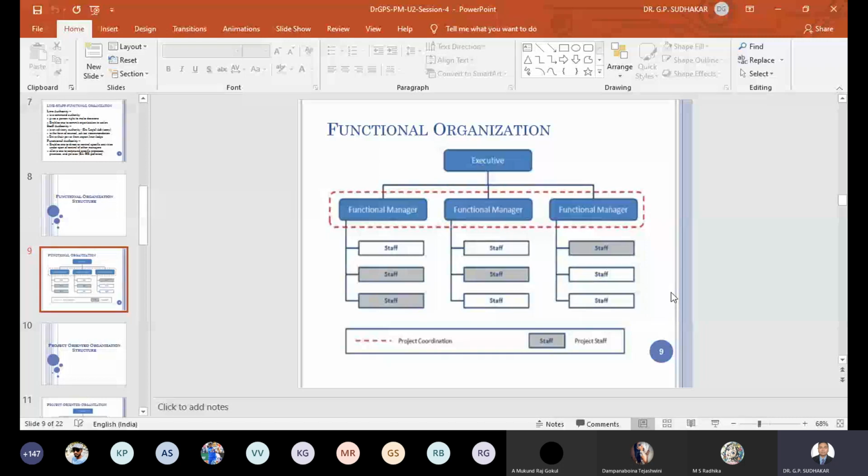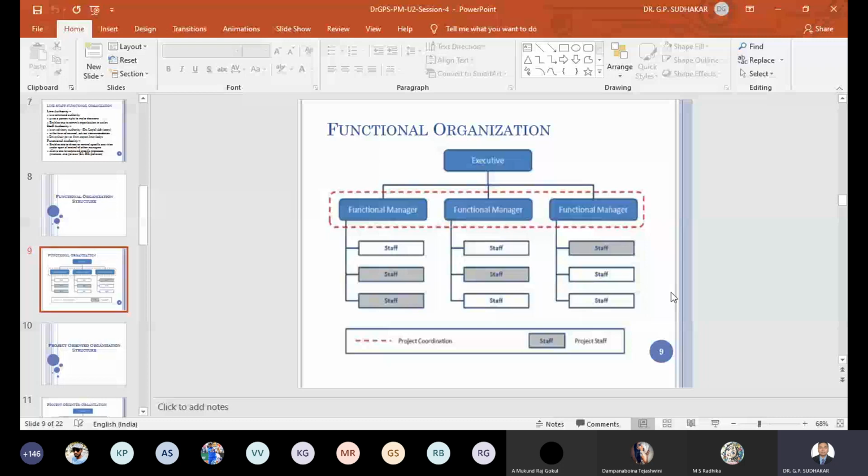What is the advantage of functional organization structure? The members inside the organization structure have a clear career path. What is my next position inside the organization? Within the same function, he will grow to the next position, right? For example, when a project comes to the organization, different business functions consider it a separate functional project for them. That means the HR team will consider it an HR project, marketing will consider it a marketing project, finance will consider it a finance project.